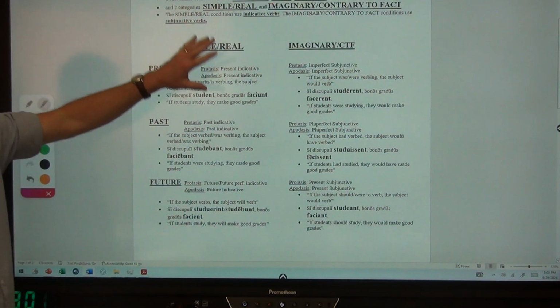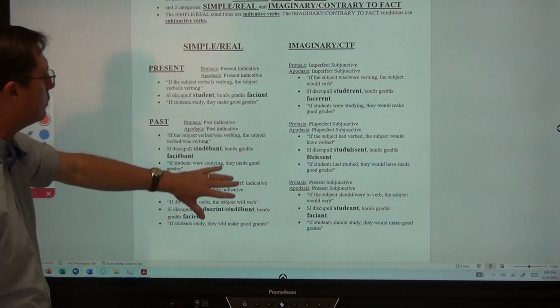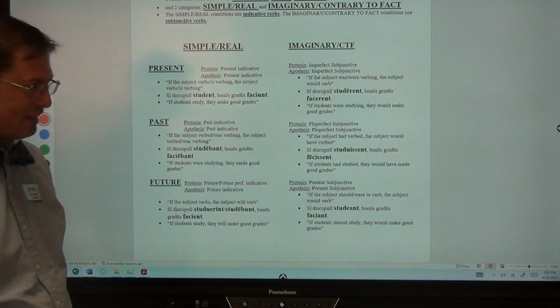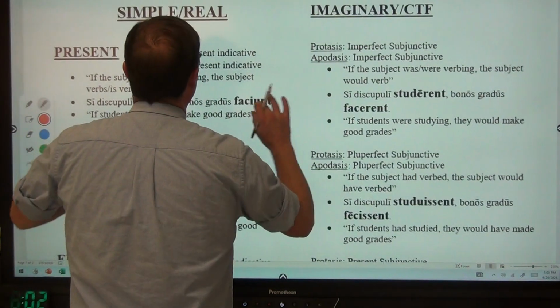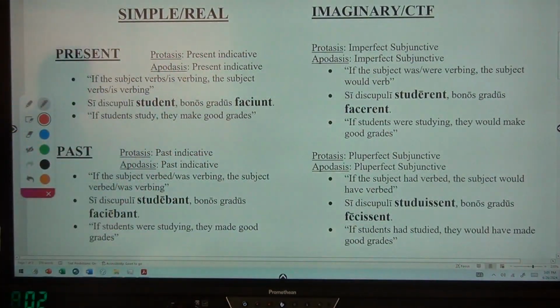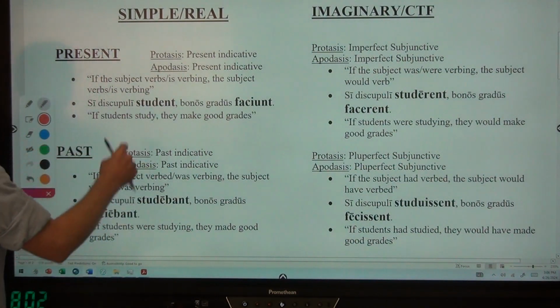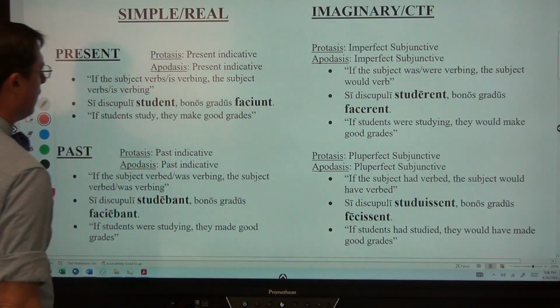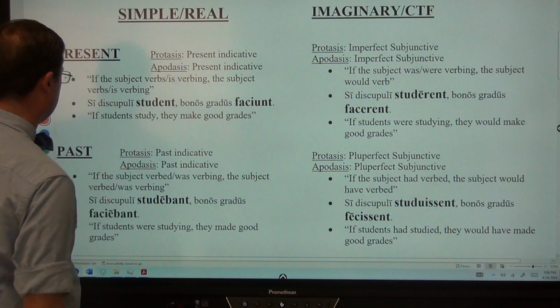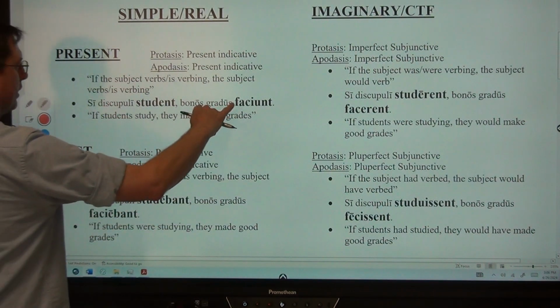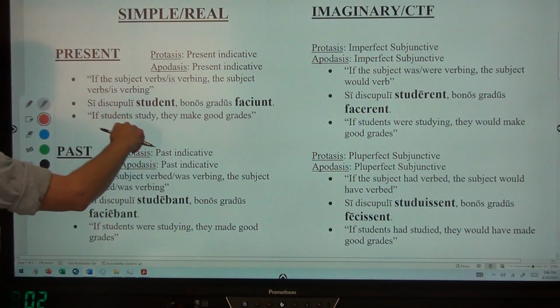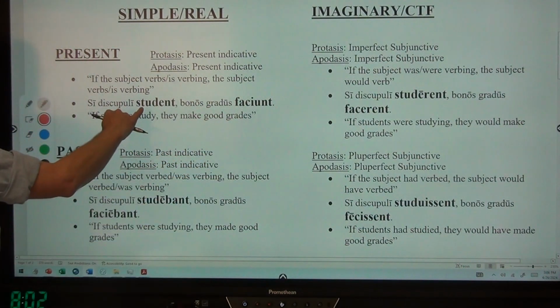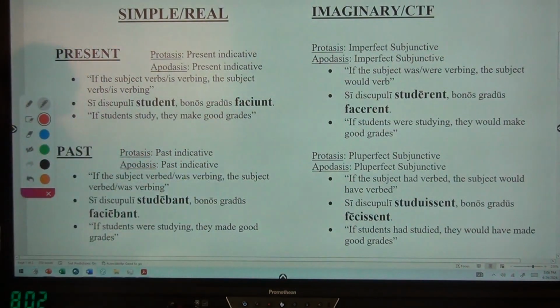So let's quickly run through the real conditions because they are intuitive. Just as you would expect, you would use for a present simple, present real, present indicatives. And you just simply say, if the subject verbs, the subject verbs. If the subject is verbing, the subject is verbing. If the subject does verb, the subject does verb. So, if the students study, they make good grades. If the students are studying, they are making good grades. If the students do study, they do make good grades. And it is intuitive, and you just translate it like you would expect.